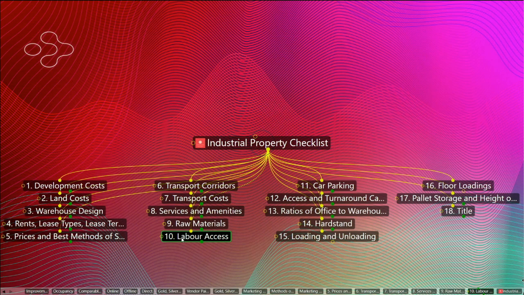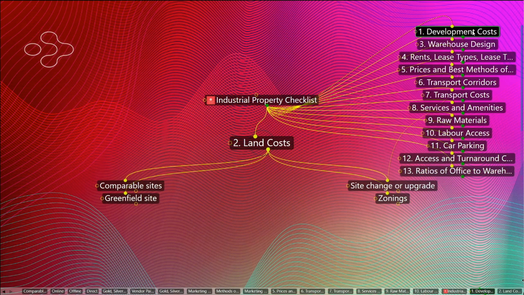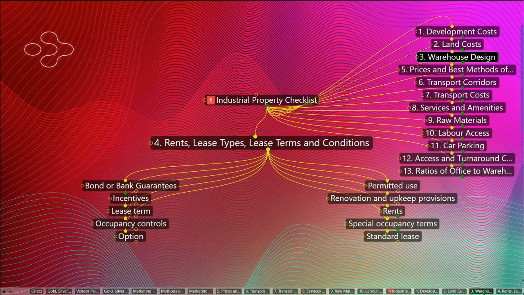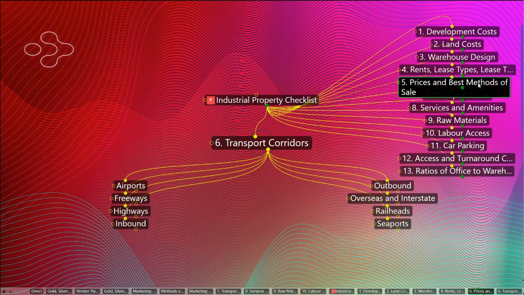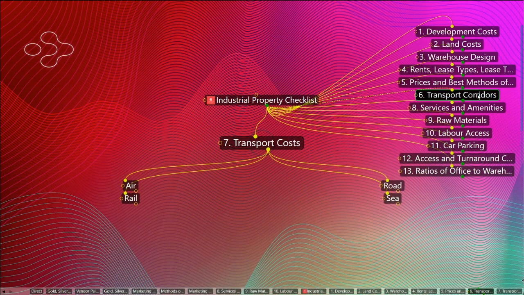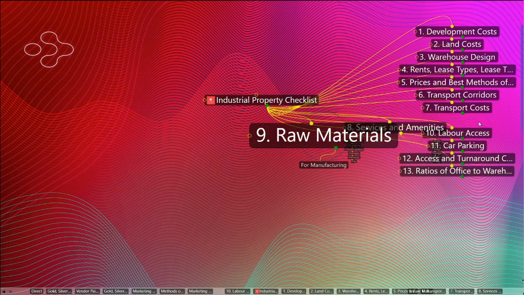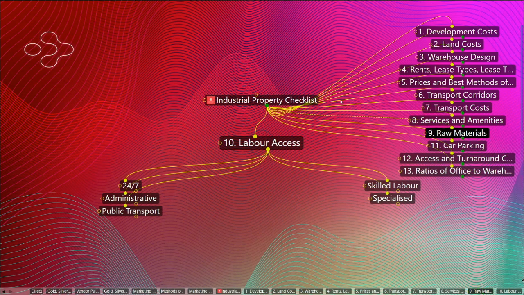And if you didn't see the earlier video, I'll just recap very quickly on these other aspects. Number 1, development costs. There they are. Make a list of them. Number 2, the land costs. Number 3, warehouse design. Number 4, rents, leases, terms and conditions, etc. Number 5, prices and best methods of sale. Number 6, transport corridors. Number 7, transport costs. Number 8, services and amenities. Number 9, raw materials. And lastly, number 10, labour access. So that's the checklist for today.